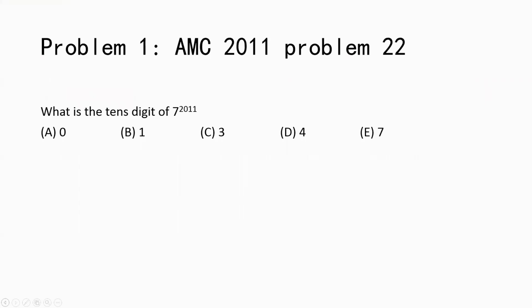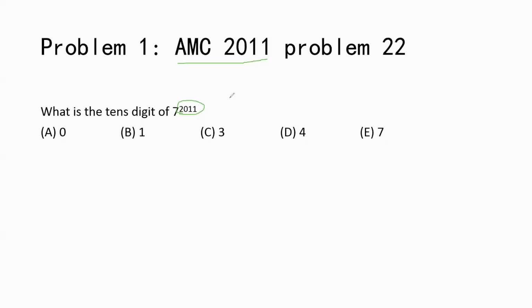Problem number 1. It's AMC 8, 2011, problem number 22. What is the 10th digit of 7 to the power of 2011? 5 answers, A, B, C, D, and E. Well, how do we solve this problem? Look, they like to play with the number of the year. This is 2011, and they have 2011 in the problem.